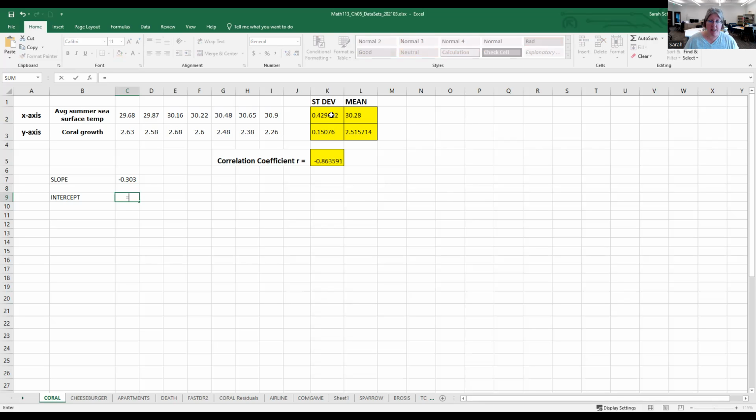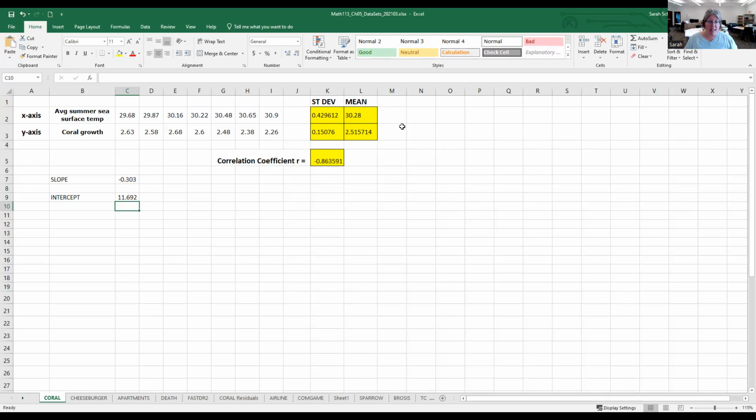And then the intercept is going to be an equal sign. And then I need the average from Y. So that's 2.515. So I'll click on that box and I'll put a minus sign. And I'm going to click on the box that has the slope and put a times. The times is just a little star. And then the mean of x is this 30.28. So I get an intercept of 11.692.